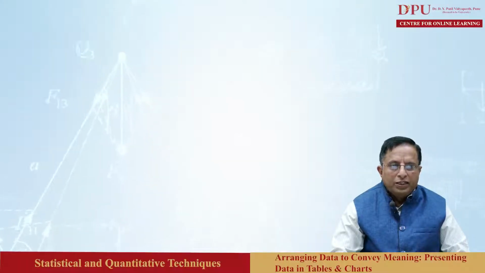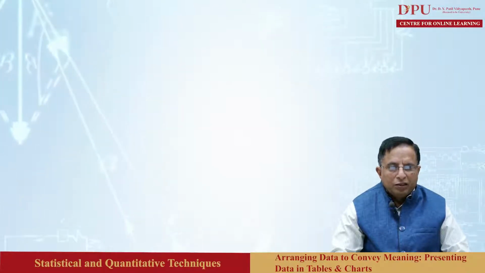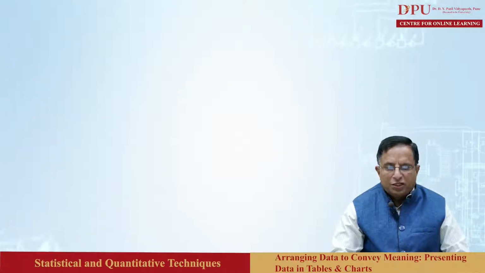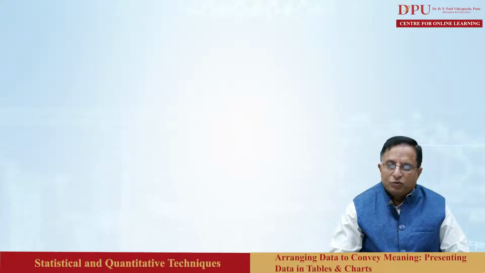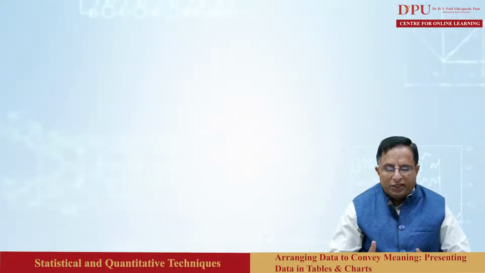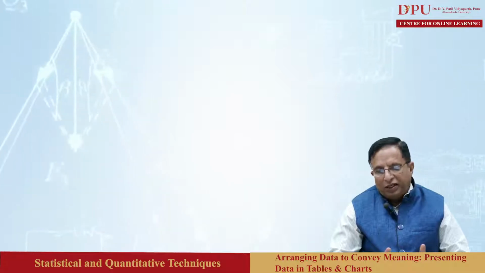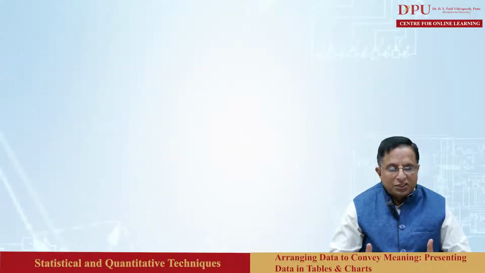Unit 1: Arranging Data to Convey Meaning. Presenting data in tables and charts. Hello learners, let's get started with Unit 1 from the course Statistical Quantitative Technique. The name of this unit is Arranging the Data to Convey Meaning: presenting data in tables and charts.